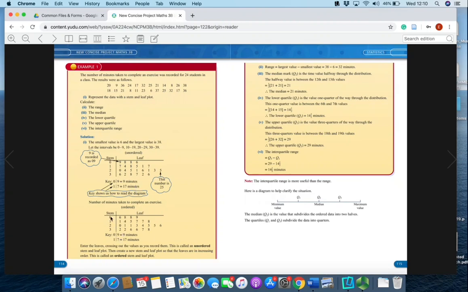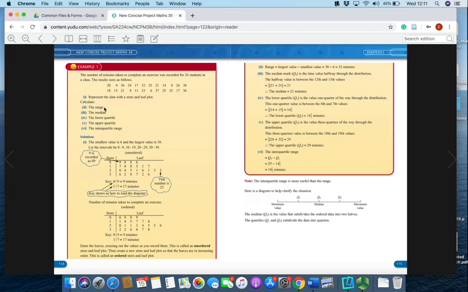Then they redid their stem and leaf to be ordered. You have to have it ordered. If a number occurs twice, like it does here with 21, see 21 and 21, we write it down twice, because our stem and leaf gives us every single value that occurred. So that's why I have 21, 21. So enter the leaves, crossing out the values as you record them. This is called an unordered stem and leaf. Then create a new stem and leaf so that the leaves are in increasing order. Sometimes it's okay to go straight to the ordered one. It depends. So let's then answer some of the questions.